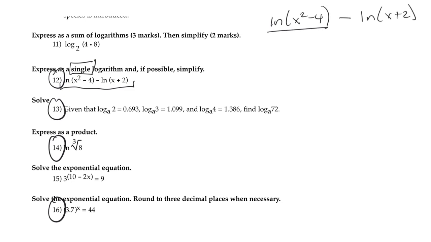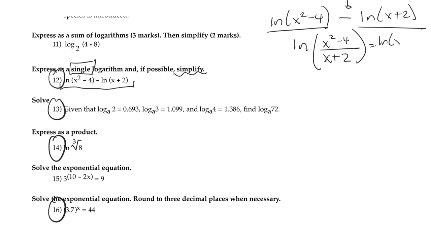So I see two lns, and there's a subtract there, so it's a quotient rule. So I'm going to go ln of, on the top, x squared minus 4, and on the bottom, x plus 2. Now that's the quotient rule, but it also says to simplify if you can. And so on the top, I can factor that to x minus 2, x plus 2. And on the bottom, there's an x plus 2 there. And so this x plus 2 will cancel with that one. So your final answer will be ln of x minus 2.